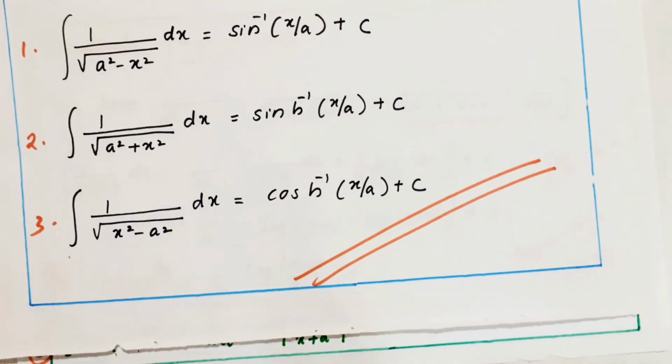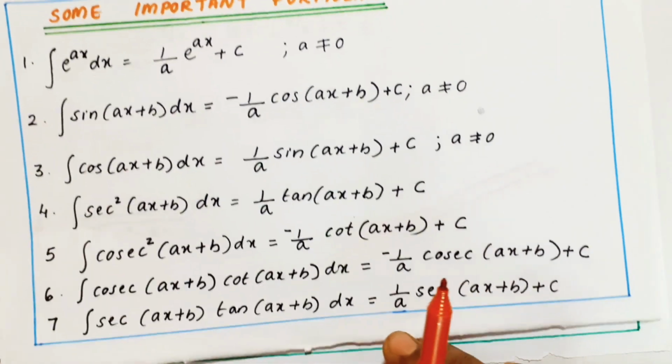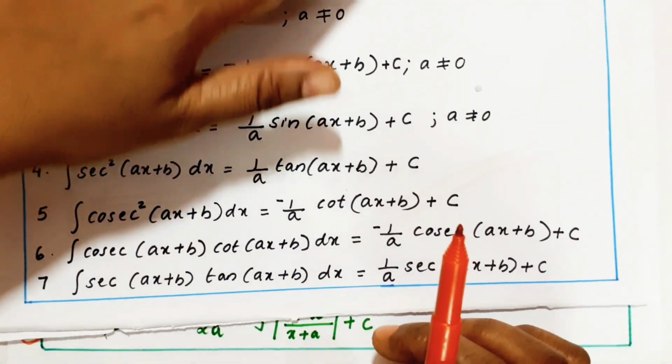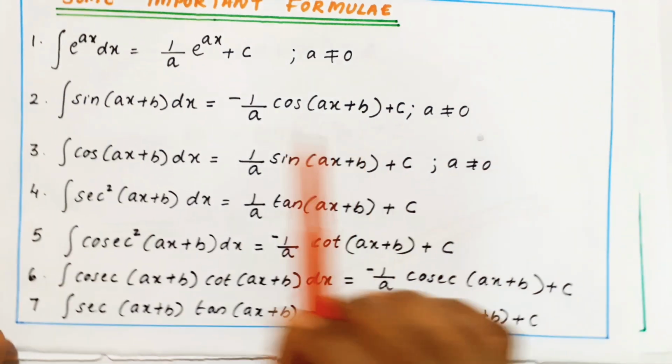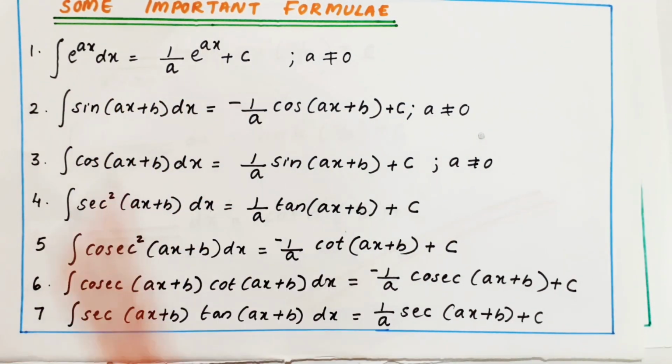So these results, and these results. Also the integral of e to the power of ax dx is 1 by a e^(ax) + c. These types of equations also you have to remember.